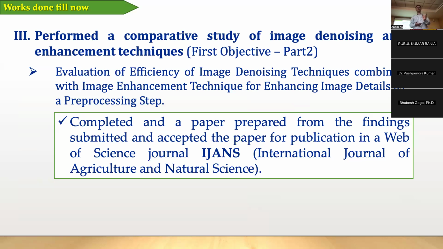And for the enhancement technique, we have used contrast limited adaptive histogram equalization, CLAHE. We are using different parameters for CLAHE and combining it with different denoising techniques. And here also we have already completed a paper with the findings, and it is accepted for publication in a Web of Science journal, IJANS, International Journal of Agriculture and Natural Science.